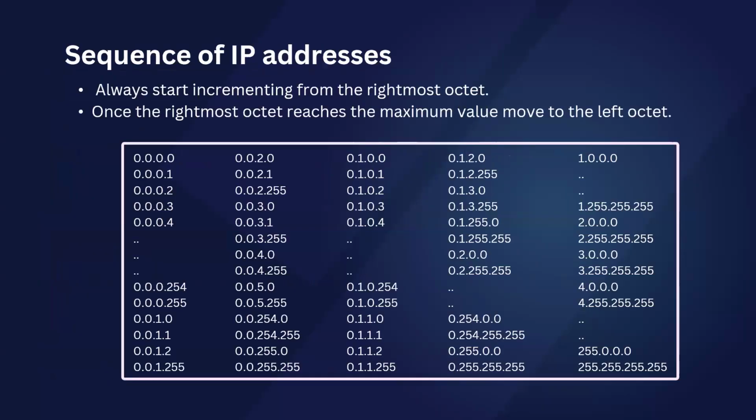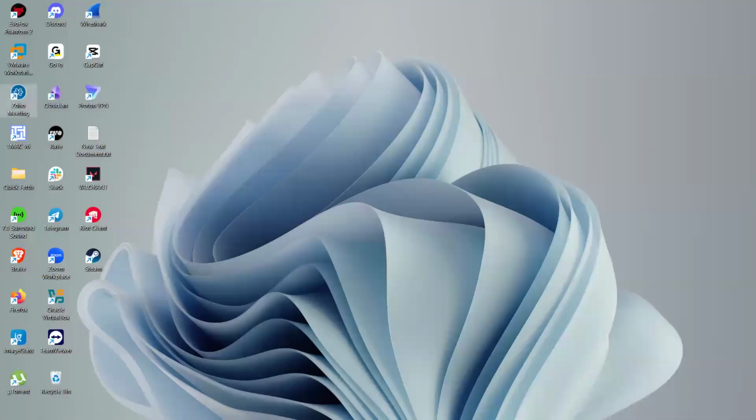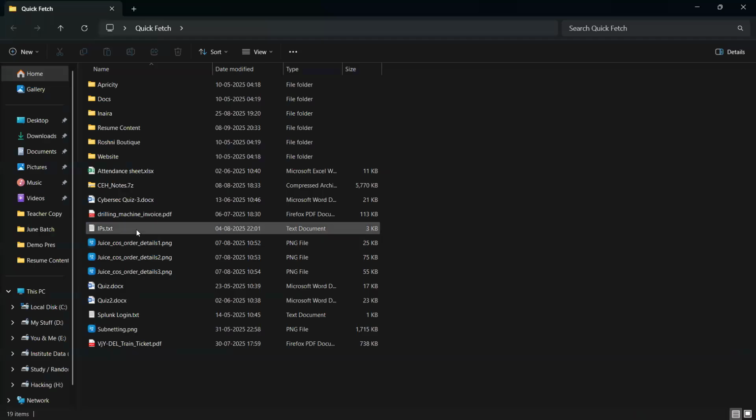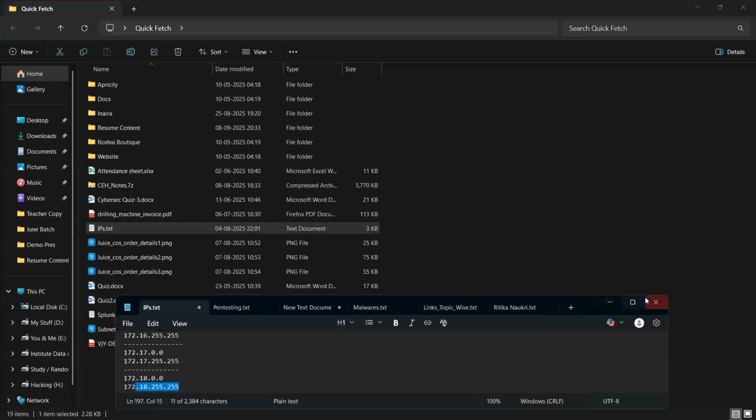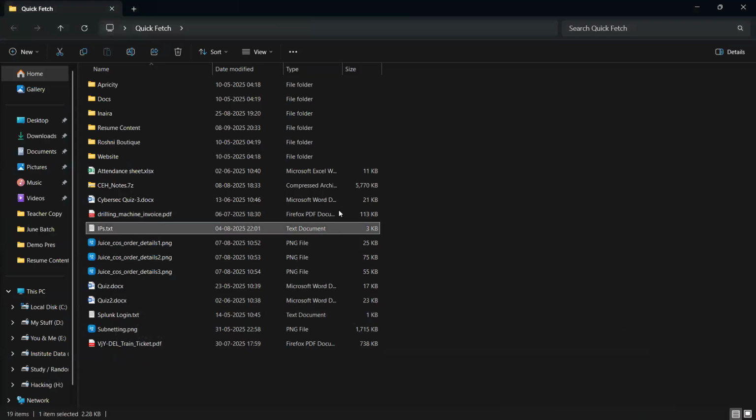Before that, let's talk about the sequence of IP addresses. So now we know the first IP, we know the last IP. What about the IP addresses in between? How are the IP addresses progressing one after the other? For this also, there are two very simple rules. If you remember these two rules, it's very easy to understand the entire sequence of IPs. Rule number 1 is you always start incrementing from the rightmost octet.